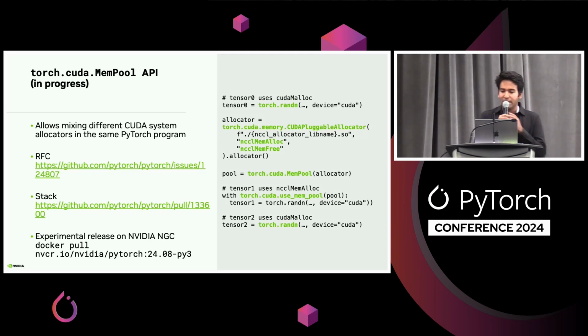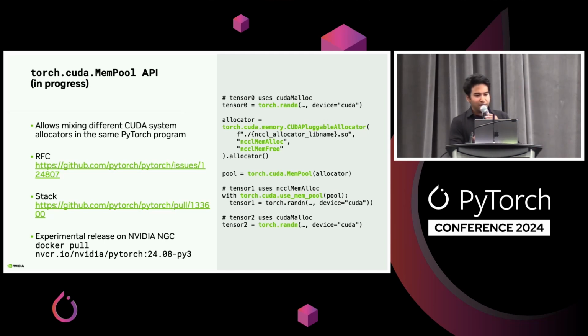This is an important aspect of this work because there is no one-size-fits-all allocator. Being able to mix and match different system allocators in the same PyTorch program would give you the most performance and memory savings in modern heterogeneous systems.